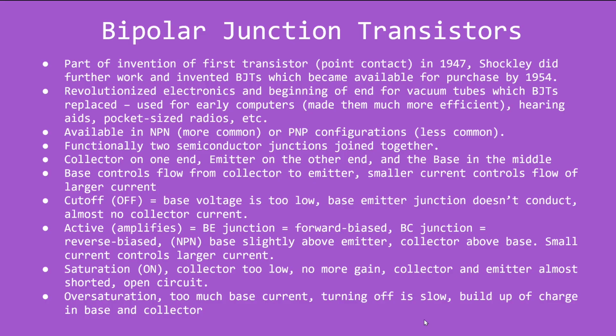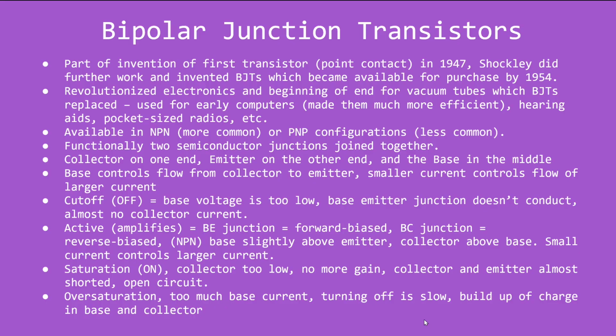You've got collector on one end, emitter on the other, base in the middle. The base controls the flow from collector to emitter. Smaller current controls flow of larger current. Basically operated in three states: cutoff, the base voltage is too low, the base emitter junction just doesn't conduct, and there's almost no collector current. And then you've got active, where it's amplifying. You turn it up, it amplifies more.